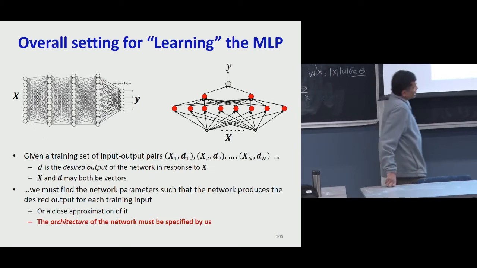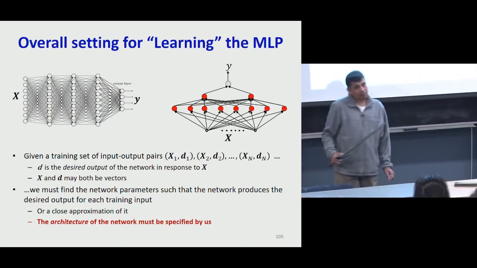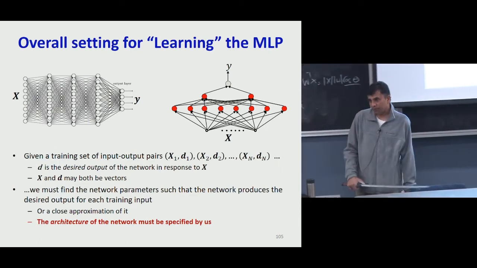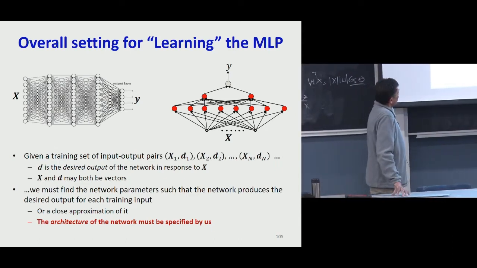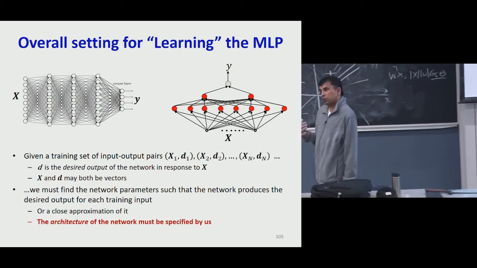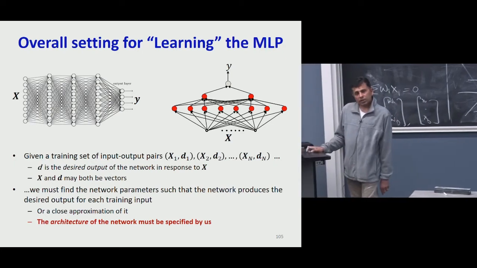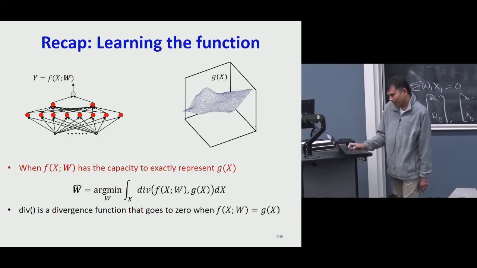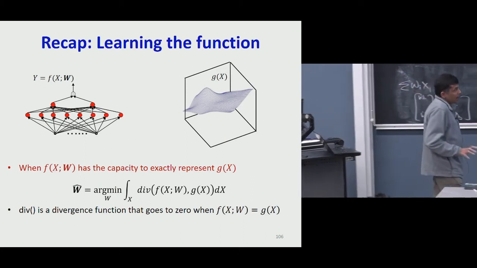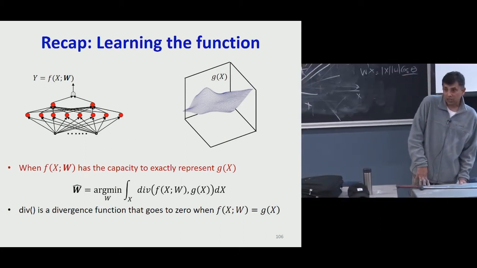You're now going to be given a collection of input-output pairs, x's and d's. X is the input, d is the desired output for that input. And we now have to find the network parameters such that the network produces the desired output for every single input. We are assuming the architecture is given to us. Now remember again, our original objective was to try to model this function correctly everywhere.